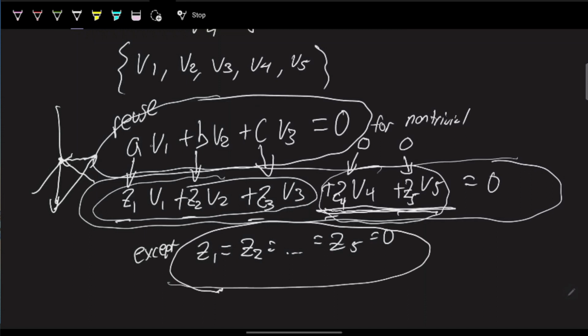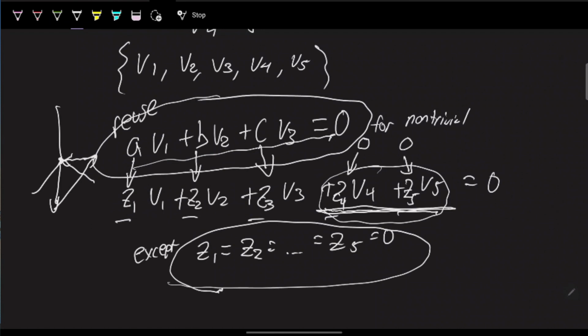The problem guaranteed us that there exists some A, B, and C, non-trivial, such that this is true. And then you plug them in over here, so we still have the guarantee that Z1, Z2, and Z3 are not all 0. It's okay if Z4 and Z5 are 0, because we know that some of these are non-zero. You see that? So get that definition of trivial. Think about that definition very carefully.